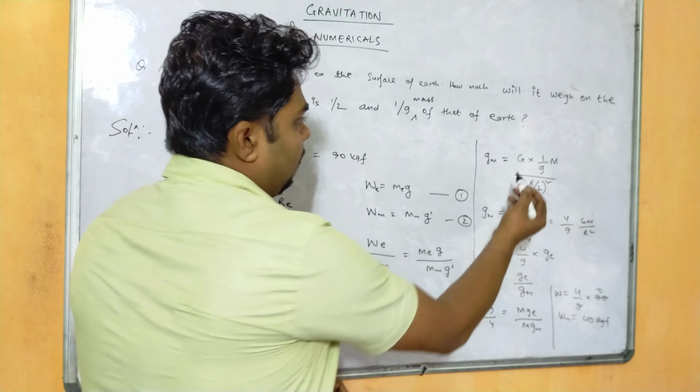So multiplying m on both sides, that means mass on both sides, we get mg here, that is, 9 by 4, this is mass on Earth and this is mass on Mars. So mg means weight on Earth and this is weight on Mars. Now if we cross multiply, we get weight on Mars equals 4 by 9 into weight on Earth. The weight on Earth is given as 90, so after calculation, we get 40 kgf.